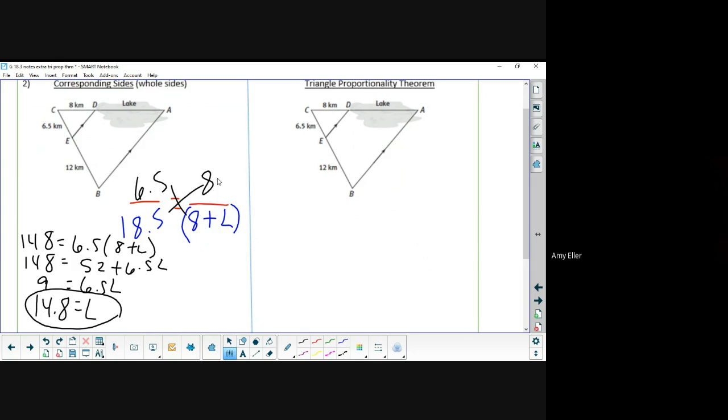You can start with 6.5. Don't start there. Or 8. You can start with any of those numbers. Those are sides of the small triangle. Or you can start with sides of the large triangle. I wouldn't start with this one because I don't know that one. You could start with this side, which is 12.5 and 6.5, so 18.5. Or you could start with this side, which is 8 plus the lake. Those are your choices. Once you pick a full side, then compare it to the other triangle.